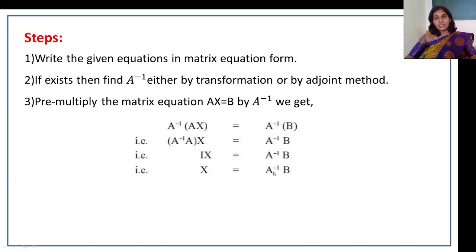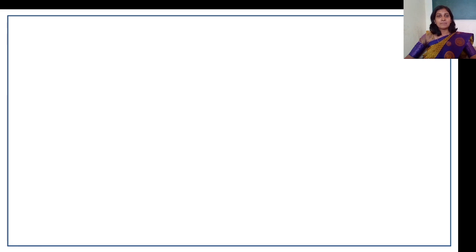So write here the value of A inverse and the value of B. If we multiply these two, we will get X, that is the unknowns. In this way, we find the required solution. These are the steps to find the unknowns in given linear equations. This method is called the method of inversion. So, examples.